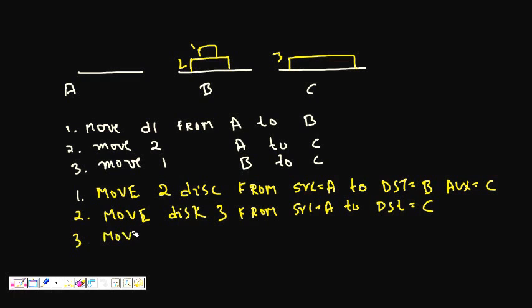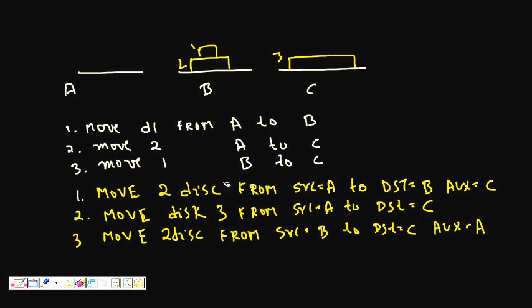Then again, I know how to move 2 disks from a source peg to destination peg using one auxiliary peg. So move 2 disks from source equal to B to destination equal to C and auxiliary equal to A. Okay, so this way we move from this to this using A as auxiliary. So these two are gone now and they both come here. Okay, so this requires 7 steps.